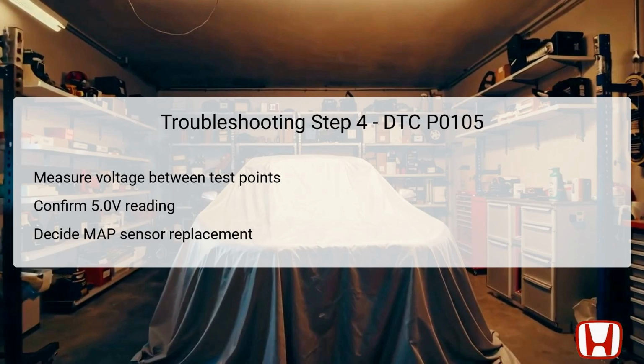Conversely, if the voltage is not around 5.0 volts, this indicates a different failure within the system that requires checking for possible issues in the wiring or connections. This step is crucial as it directly determines if the sensor is faulty and needs to be replaced or if further diagnostics must be conducted.